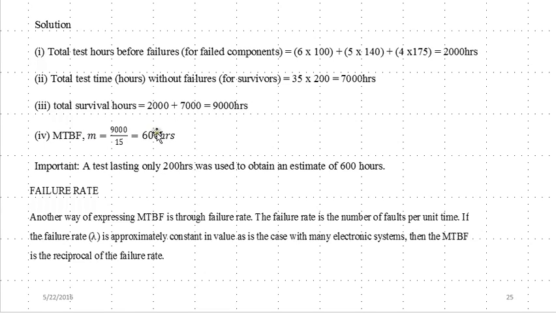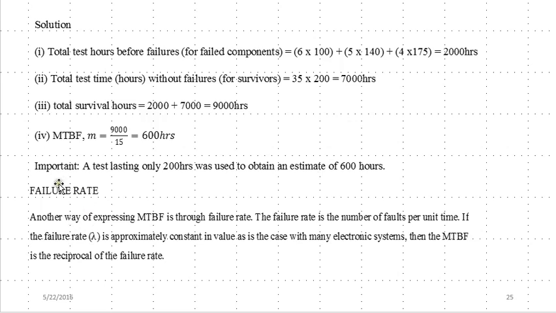So 9000 over 15 will give me 600 hours. That's the average time between one failure of the component and the next. One thing I want you to look at is this: the test was conducted for a period of only 200 hours, but the average time we have obtained is up to 600 hours, 3 times. Therefore, we use different methods of reliability to conduct an estimate of a longer time within a very short time.